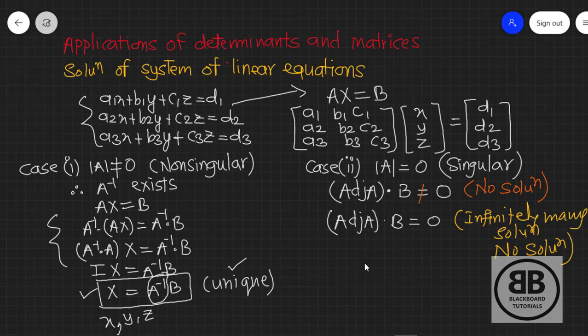Now if the system has a solution, meaning one or infinitely many solutions, then that system is said to be consistent. And if the system has no solution, then the system is said to be inconsistent.